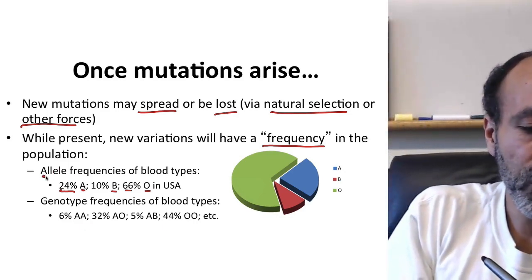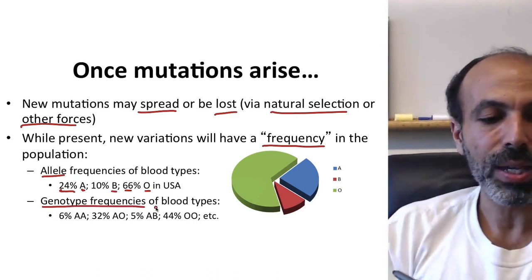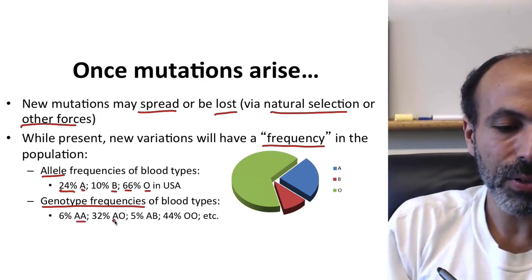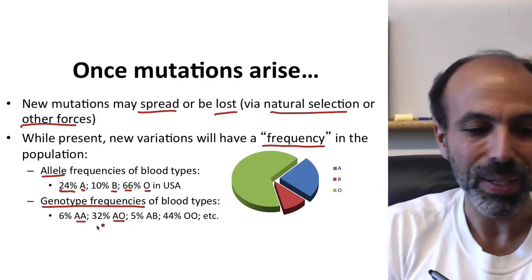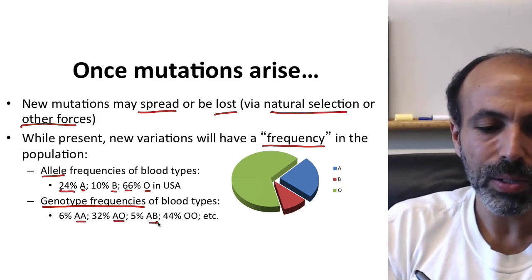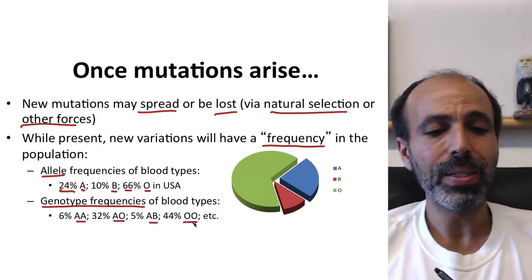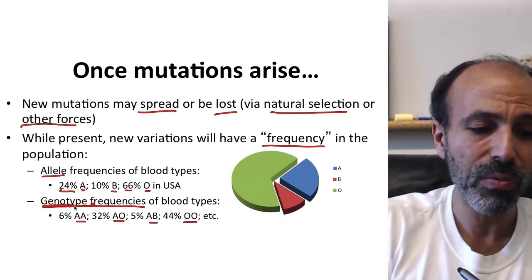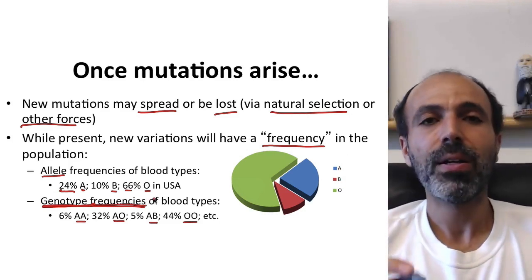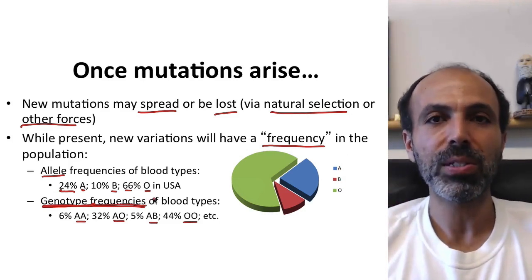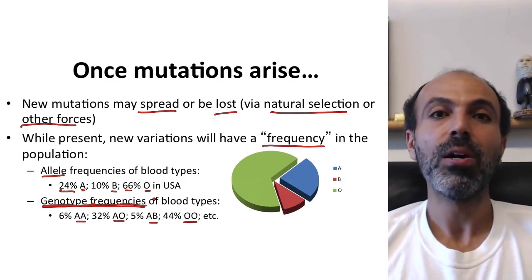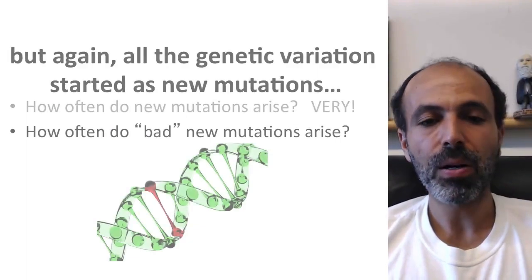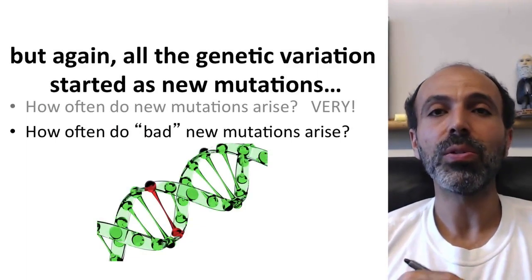Now these are the allele frequencies, but there's also an underlying genotype frequency, right? A subset of these individuals have to be AA versus AO, a subset are AB, a subset are OO, etc. So you can put all these things together, and the fraction of individuals that have a particular genotype has some sort of frequency in the population, and that is what is studied in the field of population genetics. We'll come back to that far more extensively in later videos. But again, all genetic variations started as these new mutations.